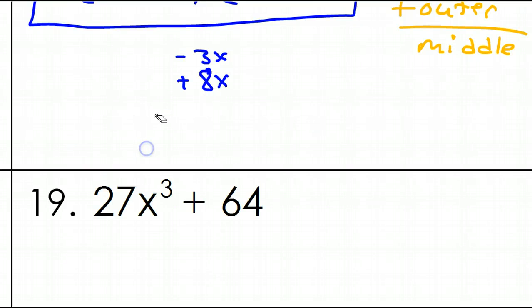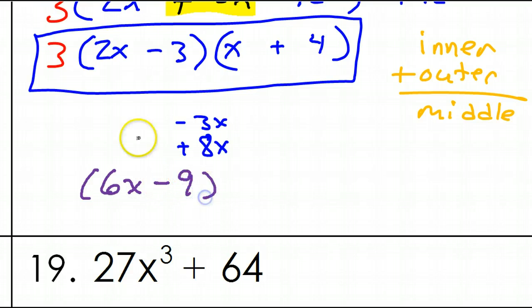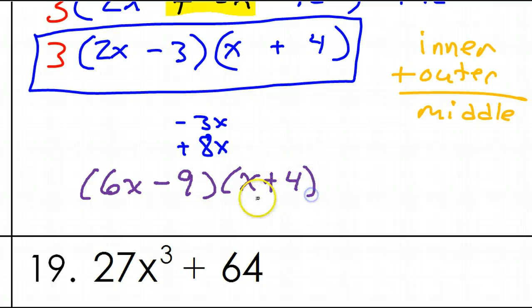The other answer that you might have gotten if you didn't pull out the 3 in the beginning is you might have gotten 6x minus 9. And you can probably see where I'm getting this from. If I took this 3 and I did the distributive property, I would get this. So maybe you had 6x minus 9 and x plus 4. If you got this, it's not that you're wrong, it's that you're not finished.